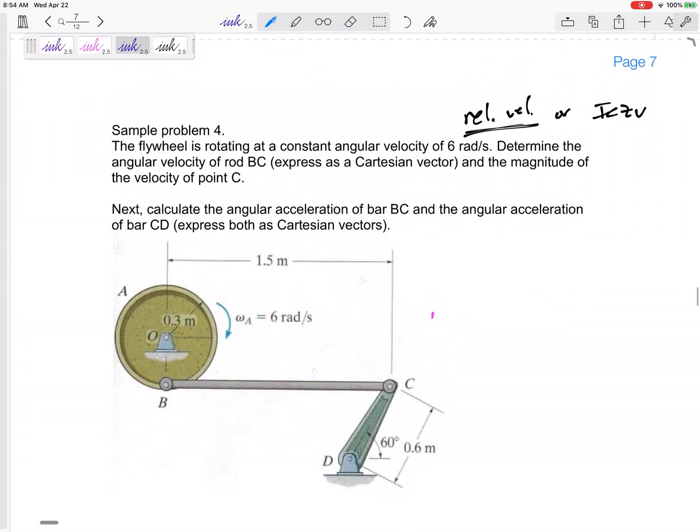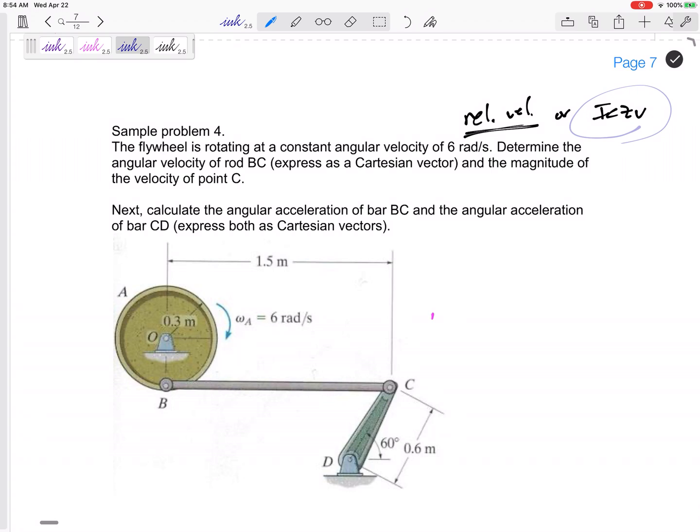So personally, sometimes I think the instantaneous center of zero velocity method, the math's a little bit easier if you can visualize that triangle. If you can't visualize that triangle, if you can't get the angles of that triangle very easily, then instantaneous center might be a little bit hard. But if you can see the triangle, and if it's a right triangle, or if you can use law of sines pretty quickly and easily, the math is pretty easy.